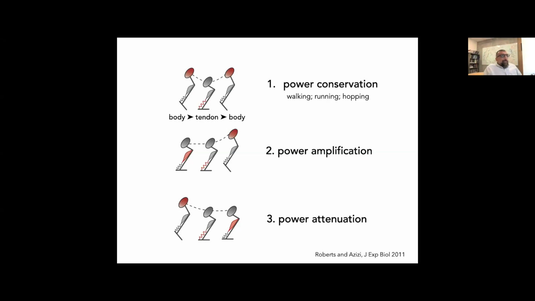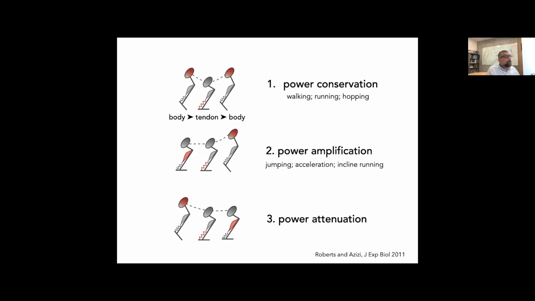Okay, next I want to talk about power amplification, which is one where the body is actually starting from a standstill. So you can think of this as behaviors where we really want to increase the mechanical energy of our center of mass. So let's say we're starting from a standstill and we're accelerating. So behaviors like jumping, where we're low and we want to get higher. And so that's obviously an increase in mechanical energy.